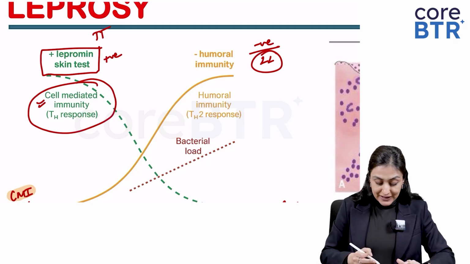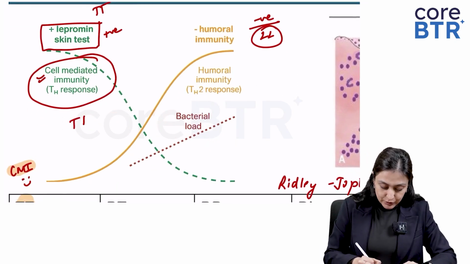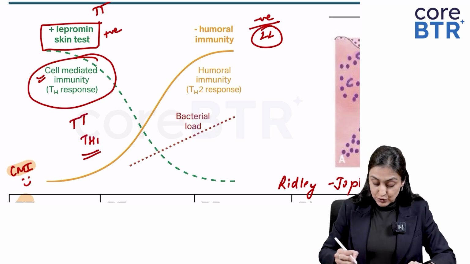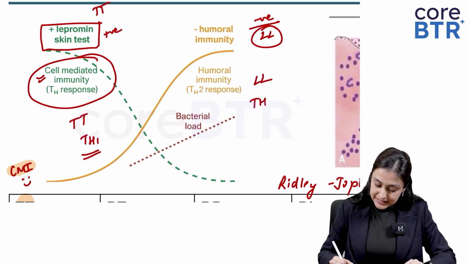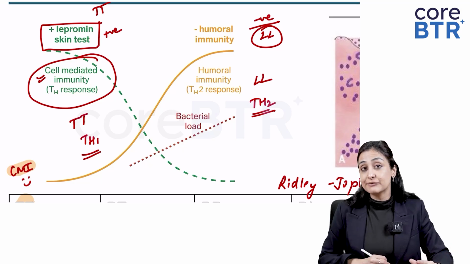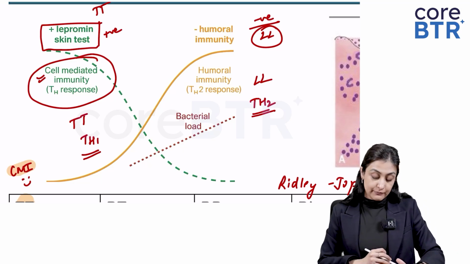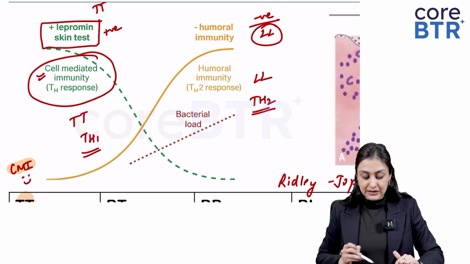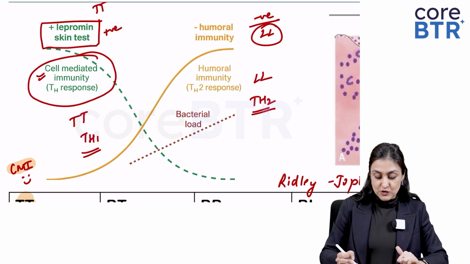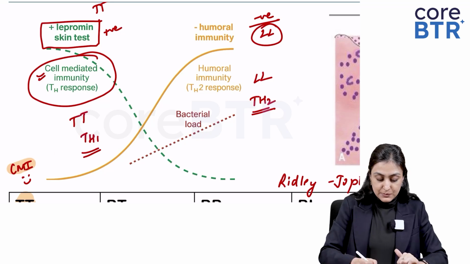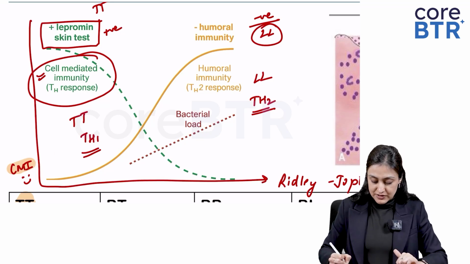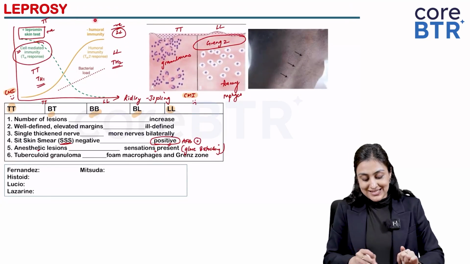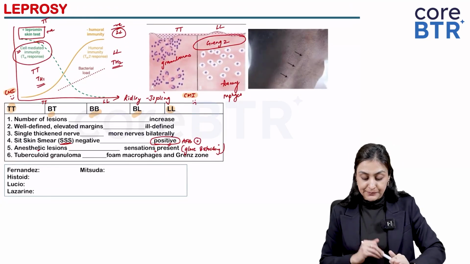Apart from that, you will remember that the TT pole is the Th1 response, that is cell mediated. Th1 makes granulomas. The lepromatous pole is Th2. Th2 means IL4, IL5, IL13, humoral immunity, right? So that is what you remember, and the bacterial load keeps increasing on this side of the spectrum. So this is a graph that is showing you the complete spectrum, right? It's actually a graphical representation from TT to LL. Yeah, so this is something which is a new insight into how we can think of leprosy.